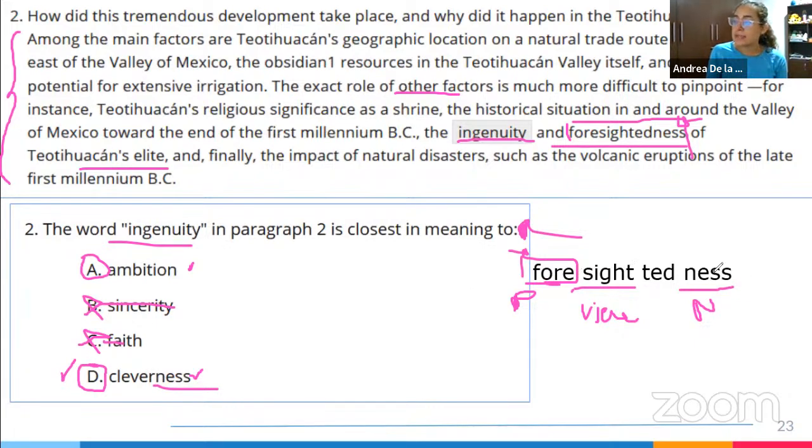So foresightedness is the quality or the ability of seeing the future, of making predictions about the future and taking provisions for the future. So if you guys think about it, foresightedness is related to cleverness, right? To being smart, to being intelligent, to being wise, knowledgeable. So cleverness is the correct choice.